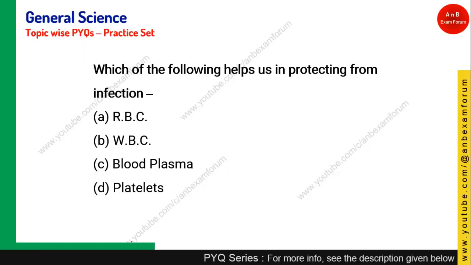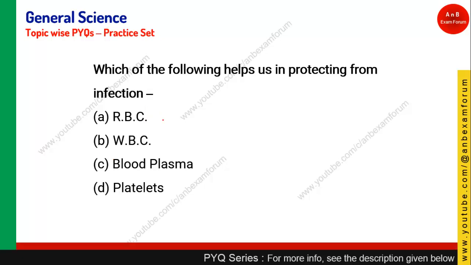Which of the following helps in protecting us from infection? Yes, so we know the main function of red blood cells is to carry oxygen, and the main function of WBC is to fight infection. So option B is the right answer. What about blood plasma? It carries nutrients, enzymes, hormones and so on. And platelets are responsible for blood clotting. So option B is the right answer.